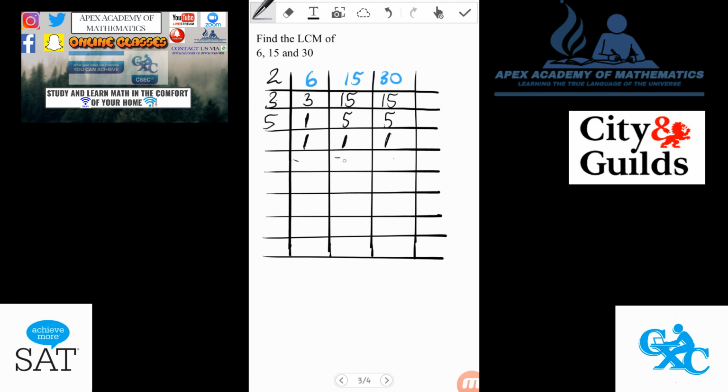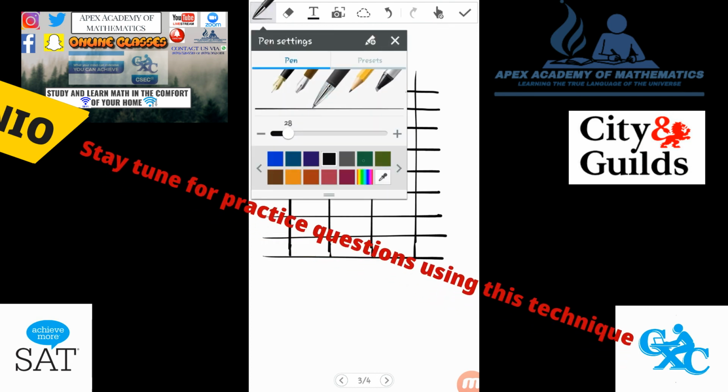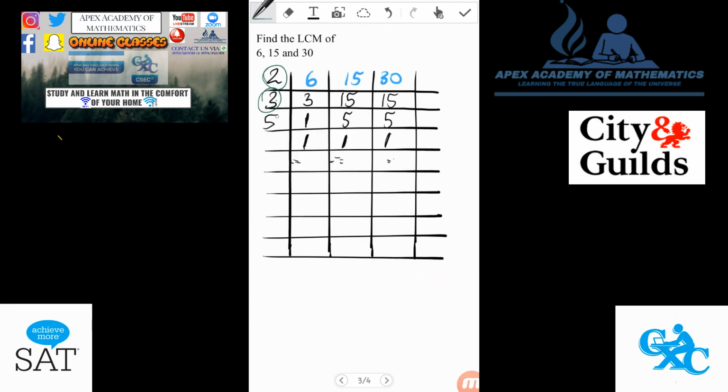Now once that happens, it is really easy to find the LCM, because we're just going to multiply these 3 numbers here: 2 times 3 times 5. So 2 times 3 times 5 will give us an answer of 30. So the LCM of 6, 15, and 30 is equal to 30.